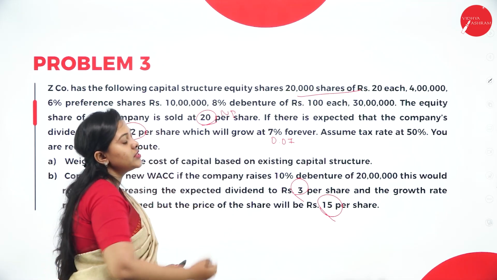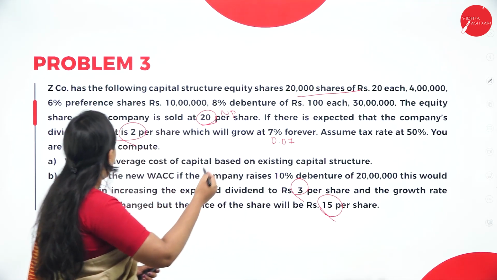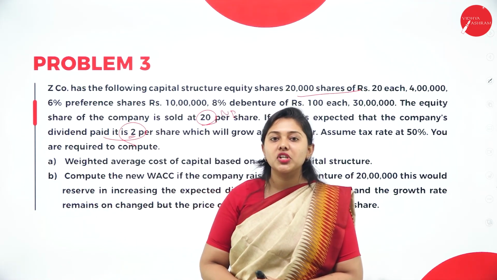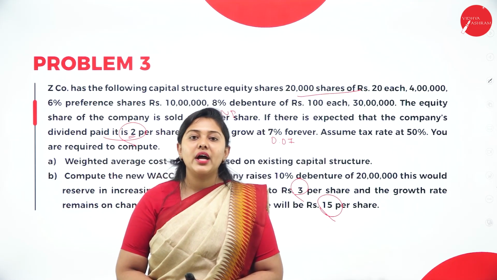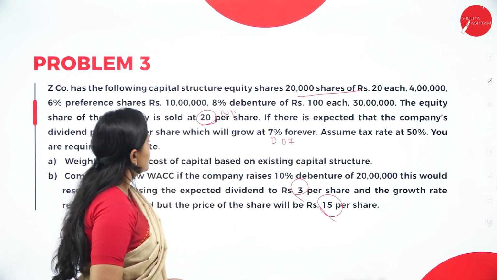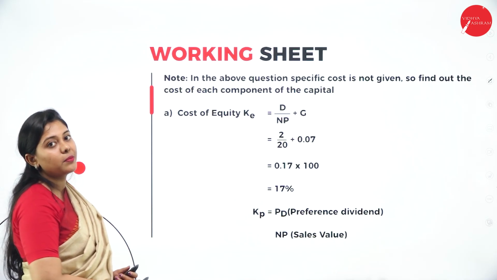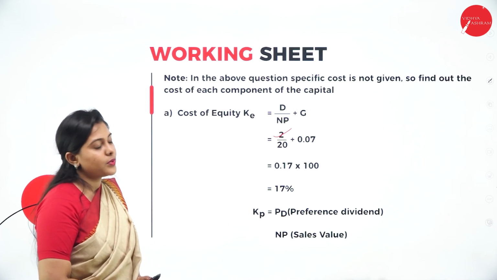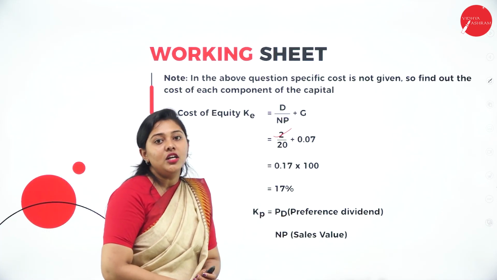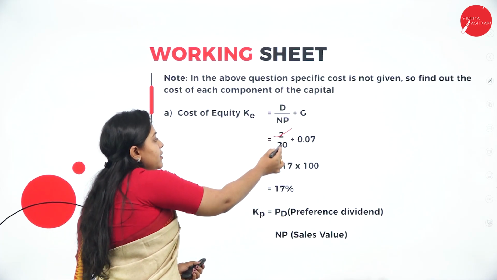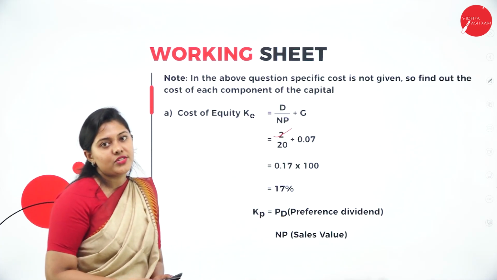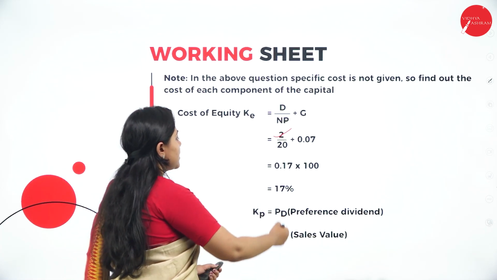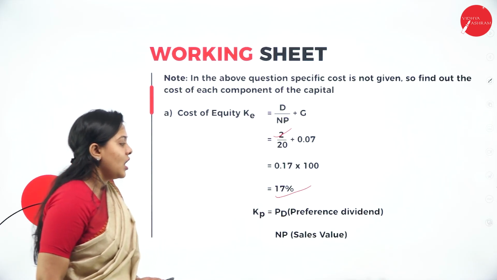The growth rate is given, 0.07, and the dividend is rupees 2. So what is the formula? Cost of equity share is equal to dividend divided by net proceeds plus growth. Dividend is 2 rupees, 20 rupees is the net proceeds, and 0.07 is the growth rate. Divide the value, add 0.07, and you will get 0.17. Convert to percentage, 17% is your answer.